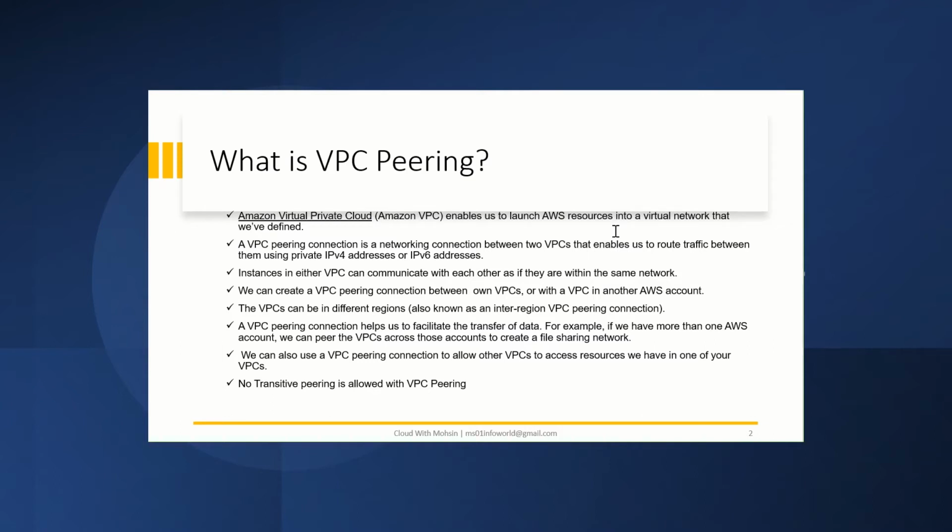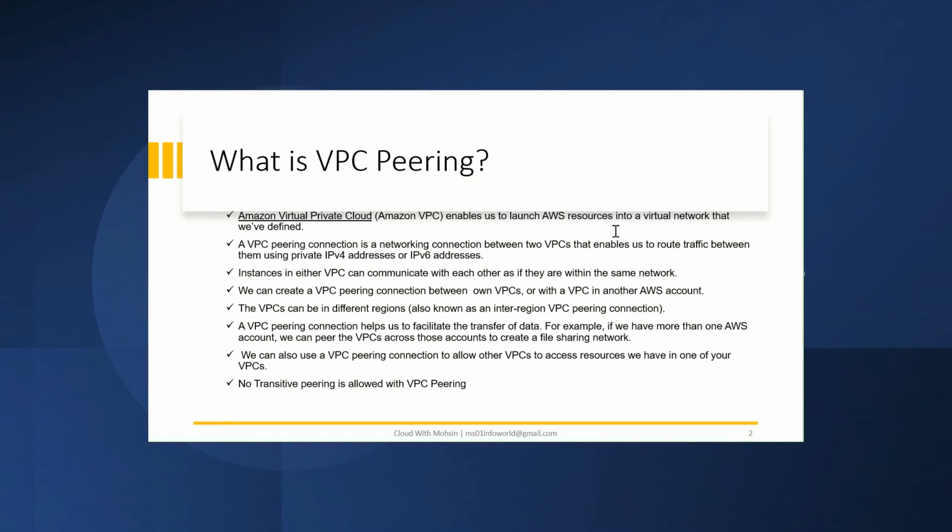We can create this VPC peering with our own VPCs, or across different accounts. For example, I have one account, cloud with Mohsin, and another AWS account, Mohsin 2K7. If I have a VPC created in the cloud with Mohsin account and other resources or a VPC in the Mohsin 2K7 account, even in that case I can link or connect the two VPCs to each other. That is one of the uses.